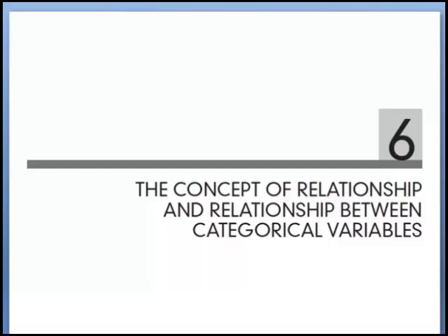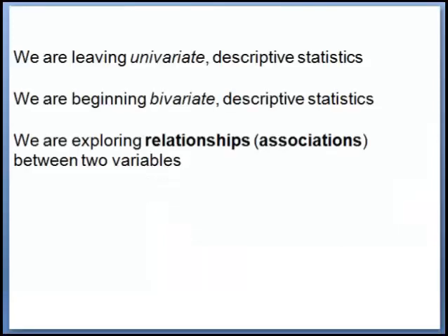We are now on to Chapter 6, the concept of relationship and relationship between categorical variables. So we're leaving univariate statistics and we're on to bivariate descriptive statistics. Bivariate statistics is one and the same as exploring relationship between two variables, and that's what we're up to now.